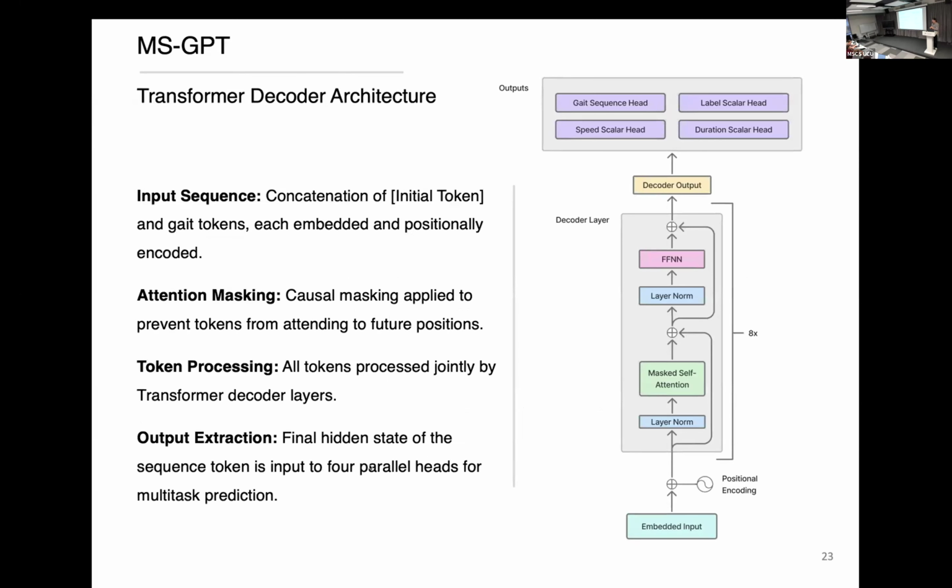And here is the architecture of the transformer. We have the input sequence. We start with embedded inputs that include both language and initial gait information. This passes through 8 transformer decoder layers, each containing masked self-attention and feed-forward networks with layer normalization and residual connections. Crucially, we use causal masking to prevent tokens from attending to future positions, maintaining autoregressive generation.